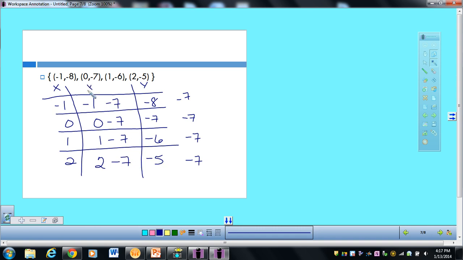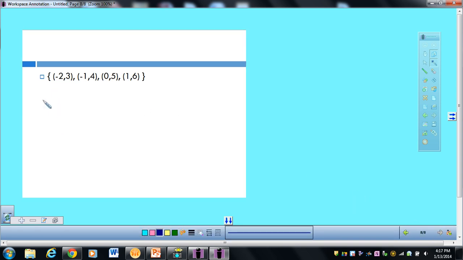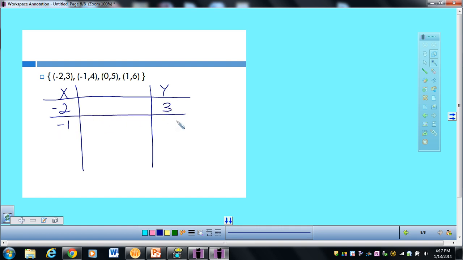So my rule is going to be x minus 7. So I have f of x is x minus 7, and that is my rule right there. Okay, we have one more, and we have another relation, so let's go ahead and make our table. And we put our x values here, sorry, and our y values there. And we're going to go ahead and plug them in. So I have a -2 goes to a 3. And I have a -1 that goes to a +4. And then I have a 0 that goes to a +5. And I have a 1 that goes to a 6.